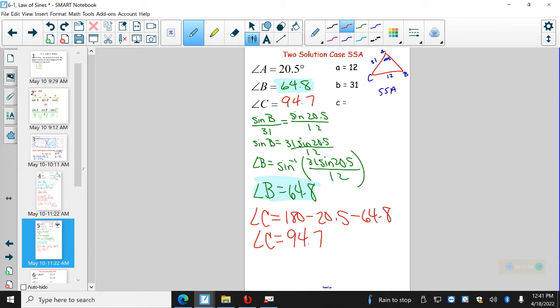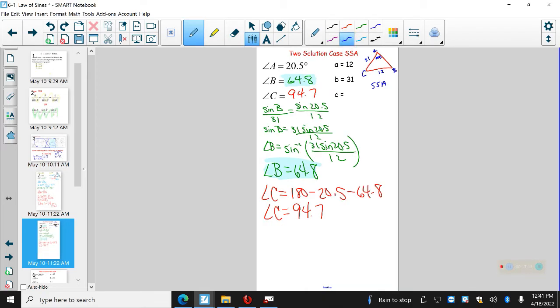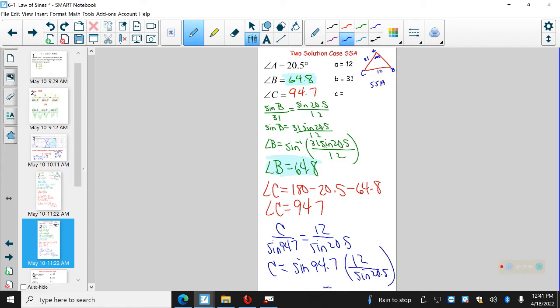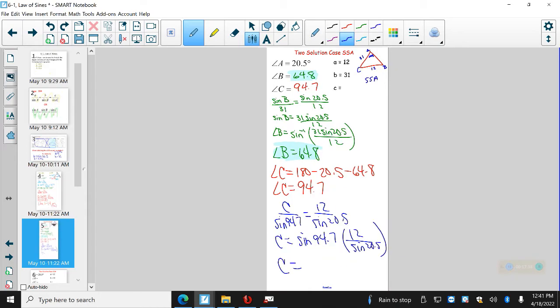Now that I found angle C, how do I find side C? Just set it equal to the sine of A. So this is going to be C over the sine of 94.7 is equal to 12 over the sine of 20.5. How do I find C? Multiply by sine of 94.7. So C is going to be equal to the sine of 94.7 times 12 over the sine of 20.5. And if you type that in, what do you guys get? 34.15.